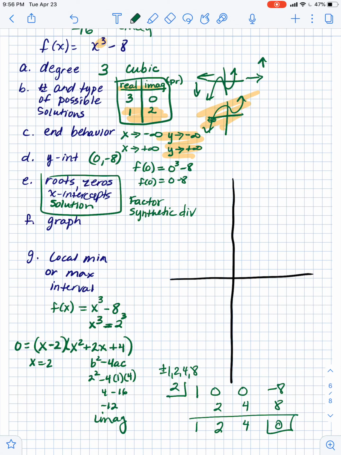Okay, so we're going to go graph. I know my y-intercept, right? 0, negative 8. 1, 2, 3, 4, 5, 6, 7, 8. I know an x-intercept at 2. Okay? And I know my end behaviors. So I know this is going to go up here somewhere and down here somewhere.